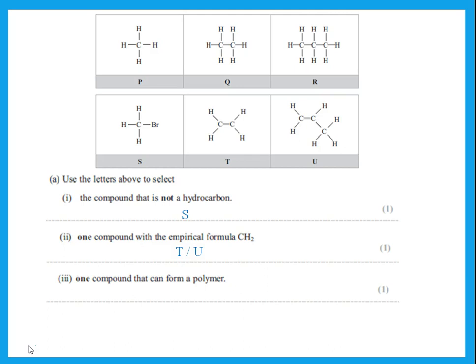One compound that can form a polymer. We haven't talked about polymers yet, but I will tell you that a compound that can form a polymer is the one that has a double bond. So anything that has a double bond would be your answer.